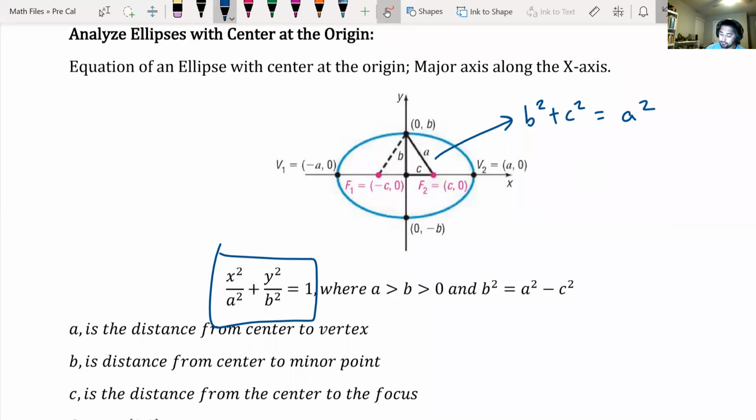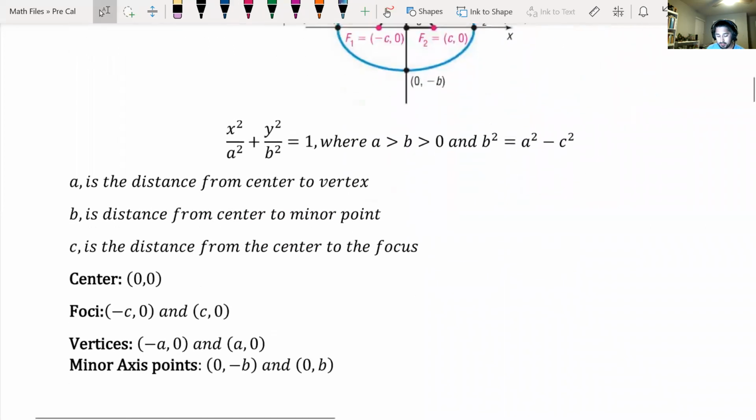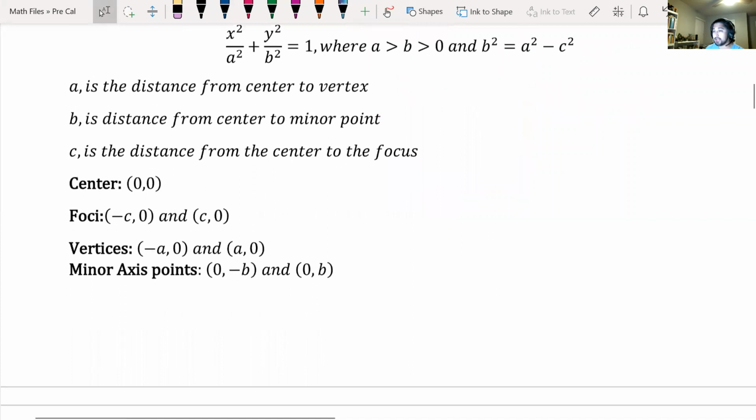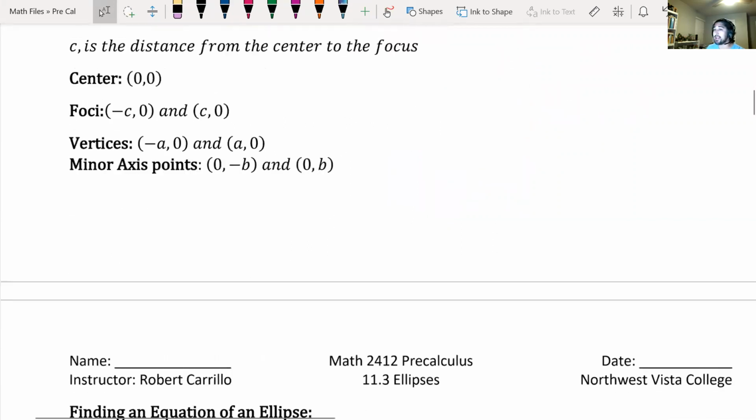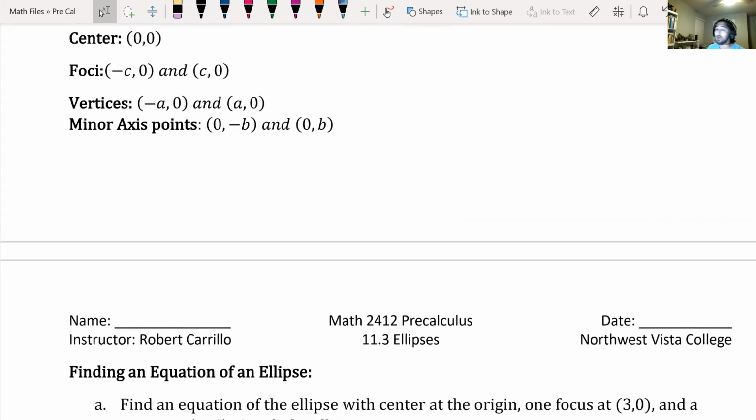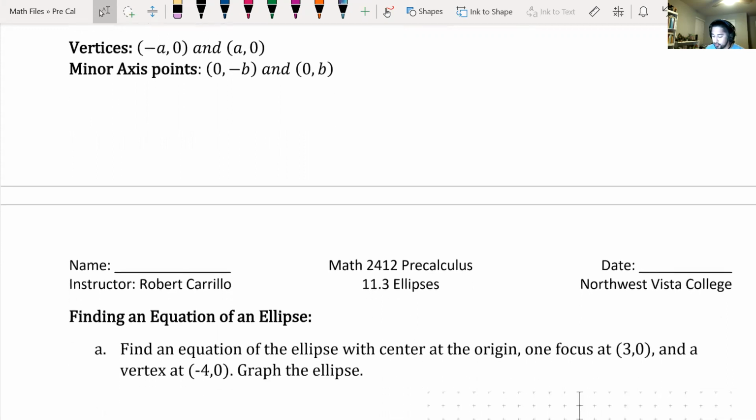All right. So let's go ahead and try this out. Your center will be at (0, 0), foci at (negative c, 0) and (positive c, 0), vertices at (negative a, 0) and (positive a, 0), and (0, negative b) and (0, b) for your minor axis points, or minor points as they're called.